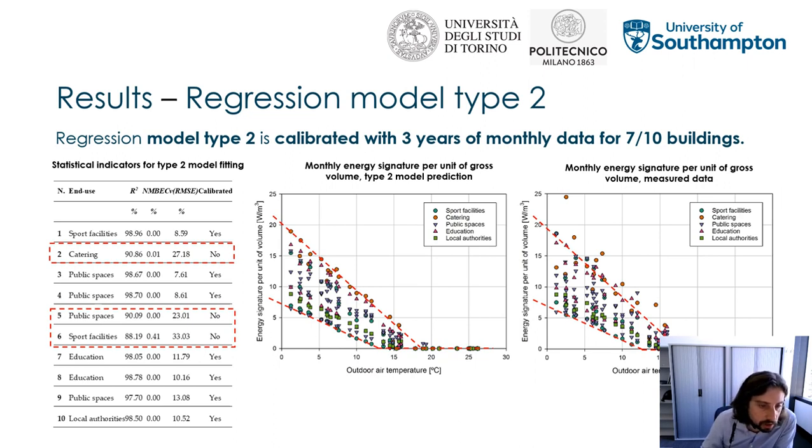We still have these public buildings that have the public spaces, the sport facilities, and this catering building that have a behavior that is difficult to reproduce with this simple model. So probably we will need to do some further, more detailed measures because they have maybe a behavior that is quite variable in time, and we cannot capture it with this simple model. Anyway, with a simple, not very sophisticated model, we are able to calibrate 7 out of 10 buildings.